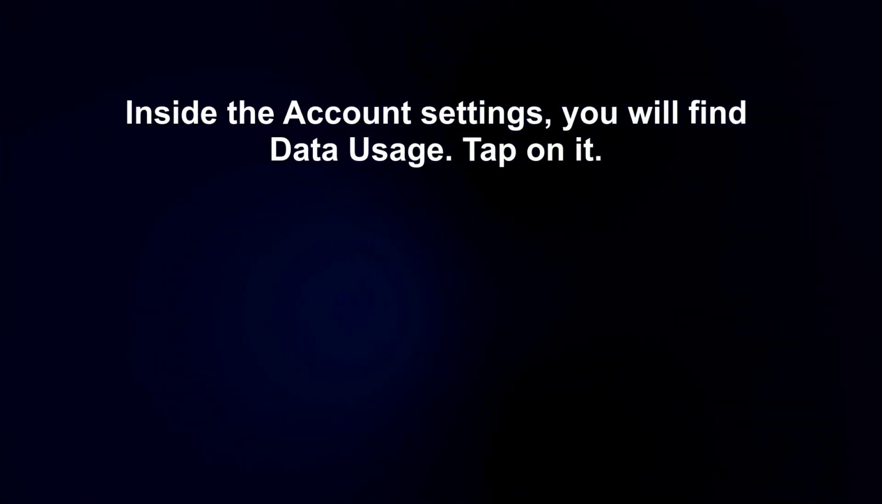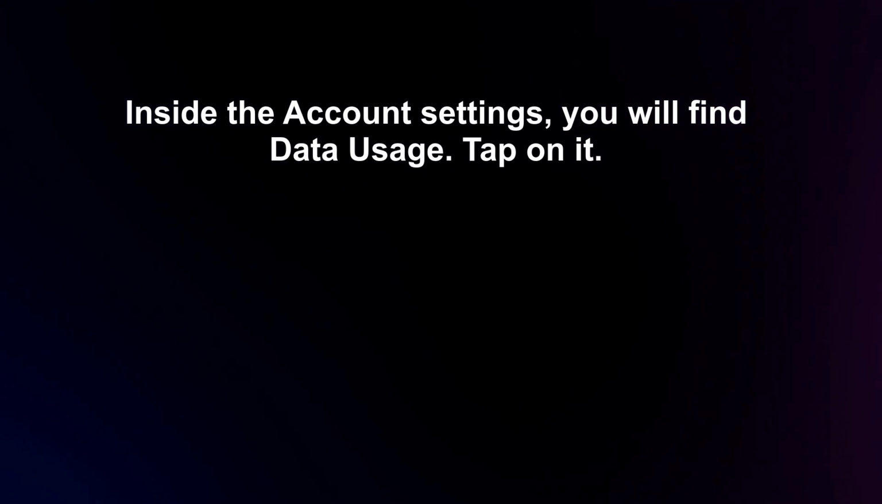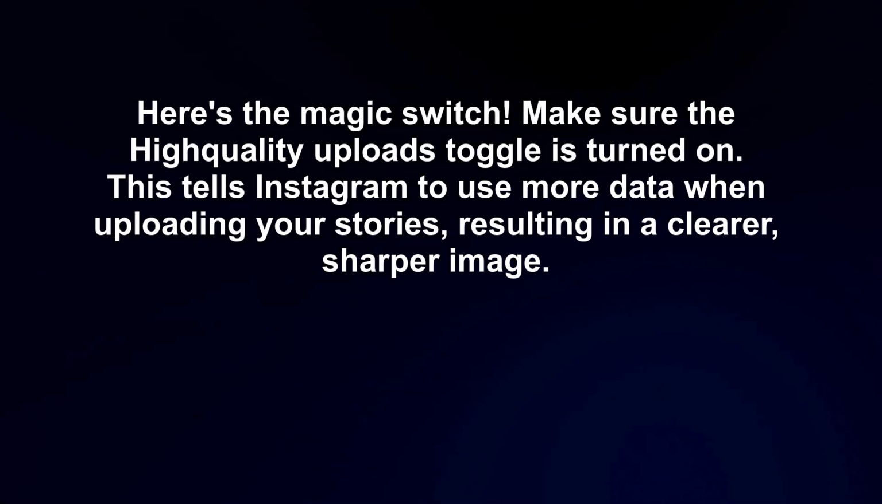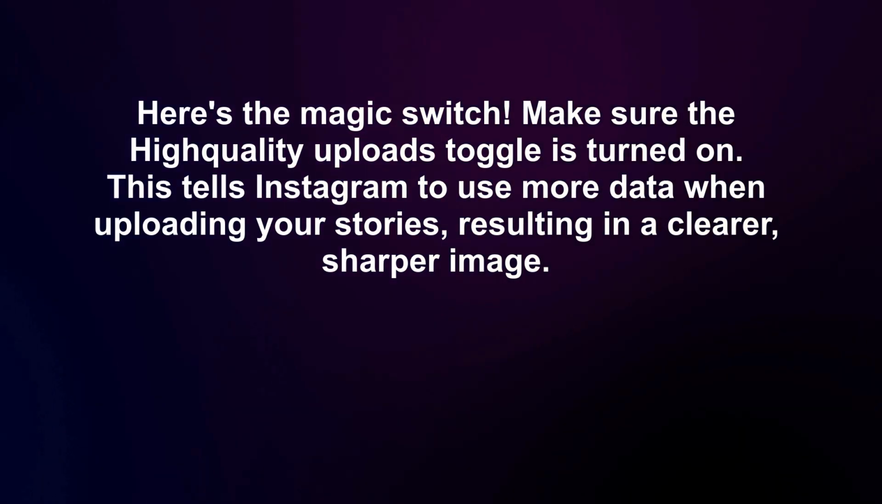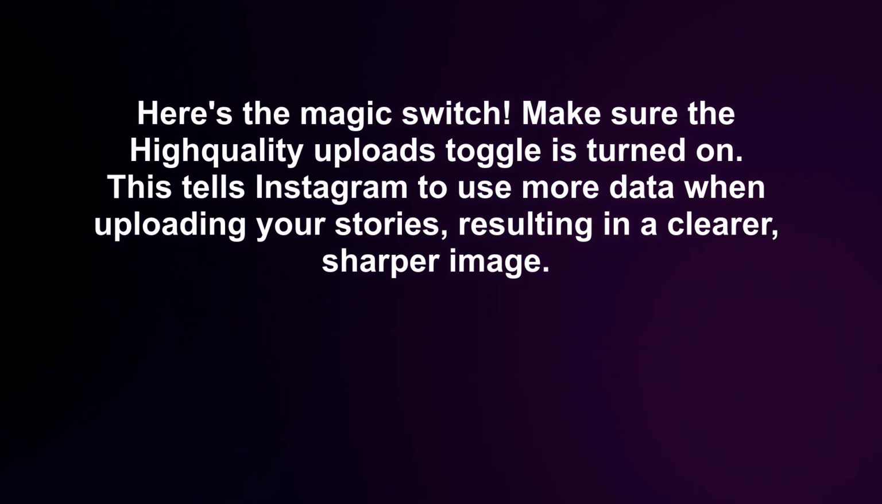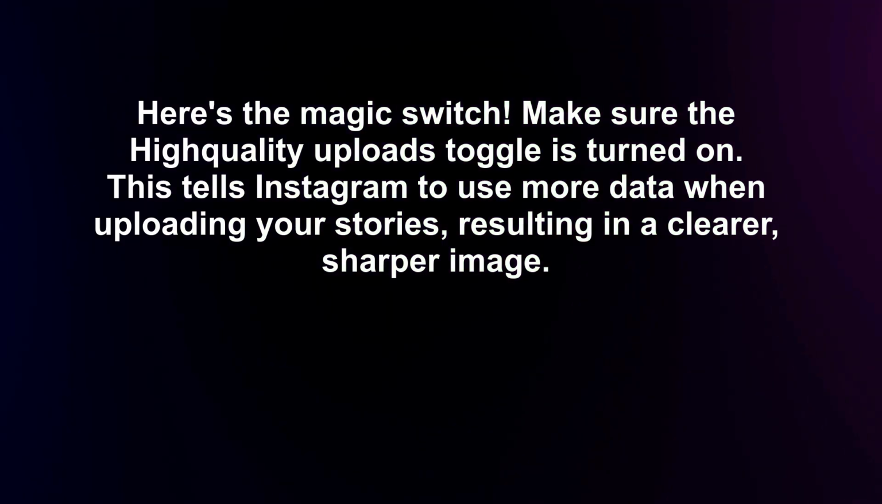Inside the account settings, you will find data usage. Tap on it. Here's the magic switch. Make sure the high-quality uploads toggle is turned on. This tells Instagram to use more data when uploading your stories, resulting in a clearer, sharper image.